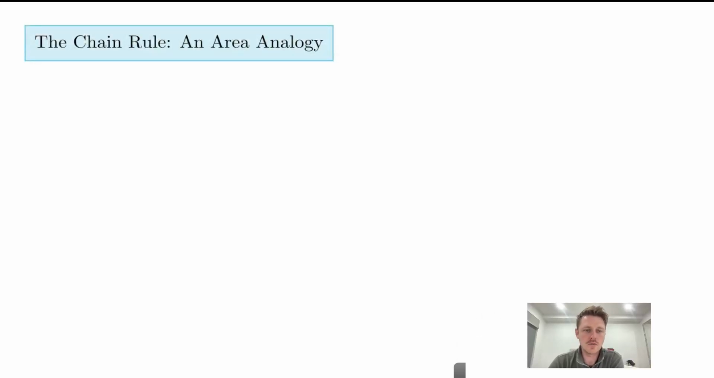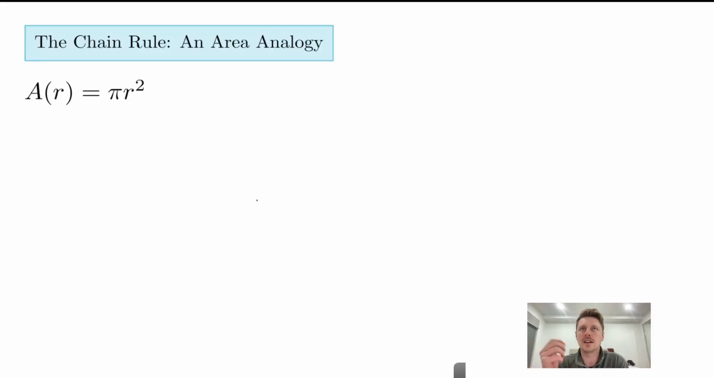All right, so we're going to look at the chain rule, and we're going to look at it as an area analogy. We're going to start off reasonably straightforwardly, because most people are familiar with the area of a circle. You know that the area of a circle is pi r squared. If we get a little bit more technical, we're saying that the area is a function of the radius.